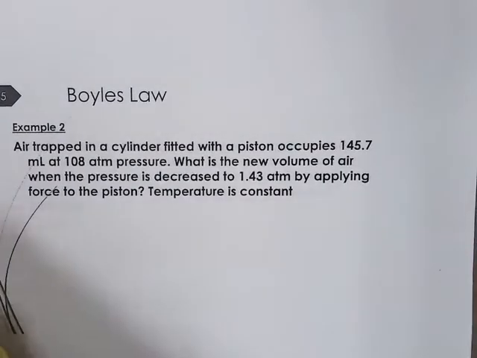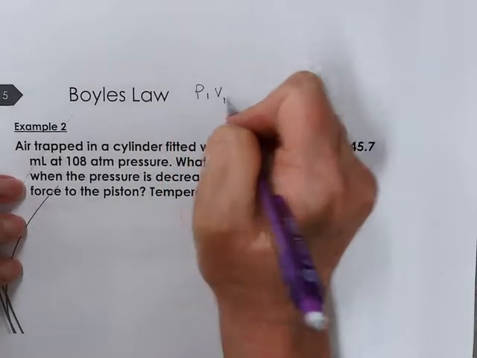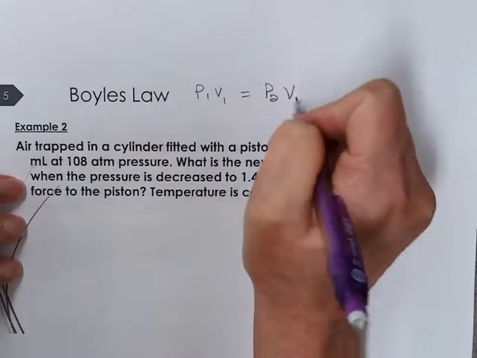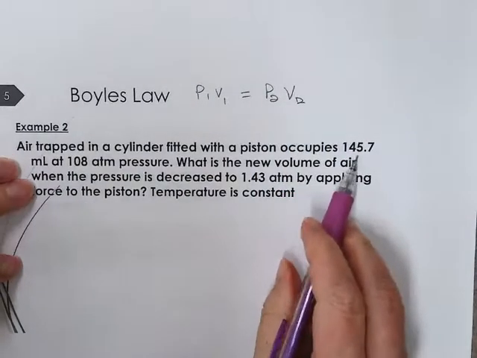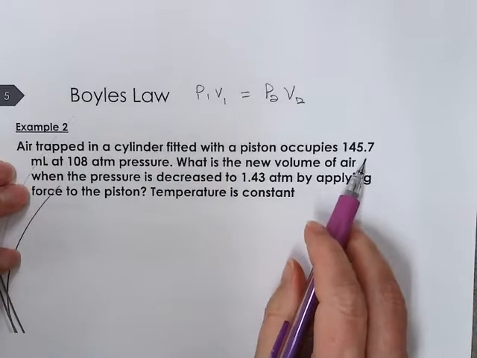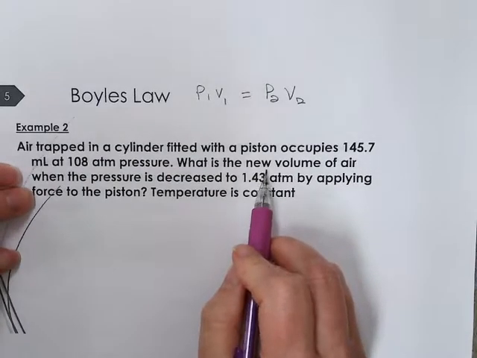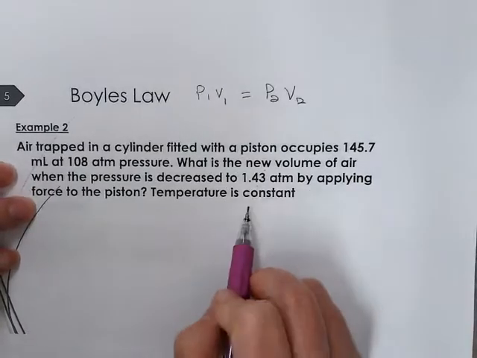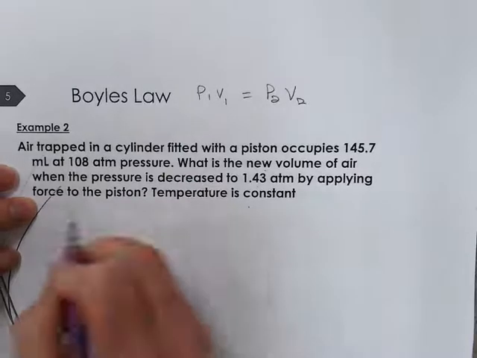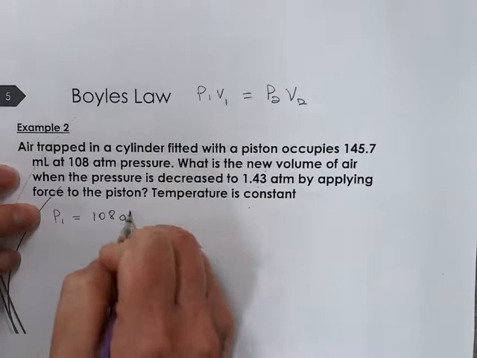Okay. All right, I have 3 examples. Let's go to the second example. Air trapped in a cylinder fitted with a piston occupies 145.7 milliliters at 108 atmospheres pressure. What is the new volume of air when the pressure is decreased to 1.43 atmospheres by applying force to the piston? Temperature is constant.